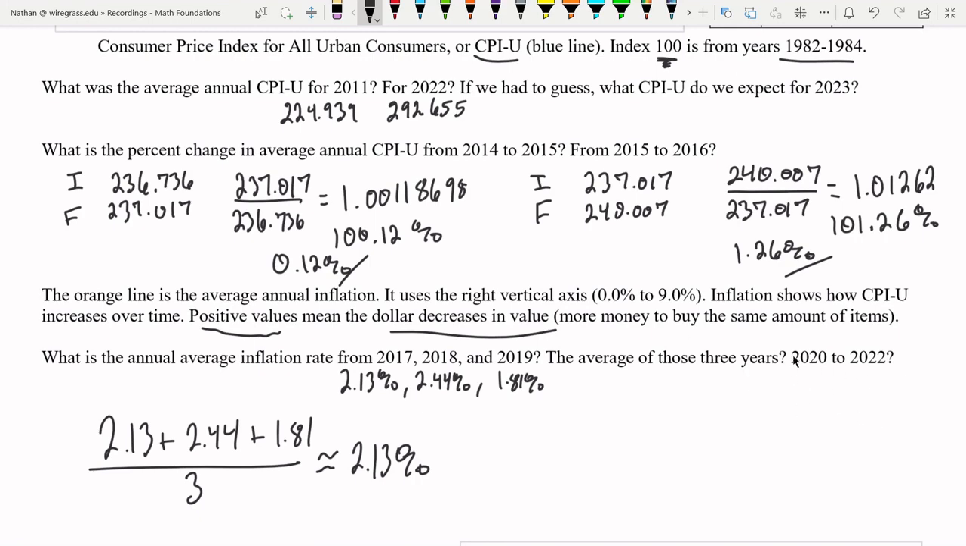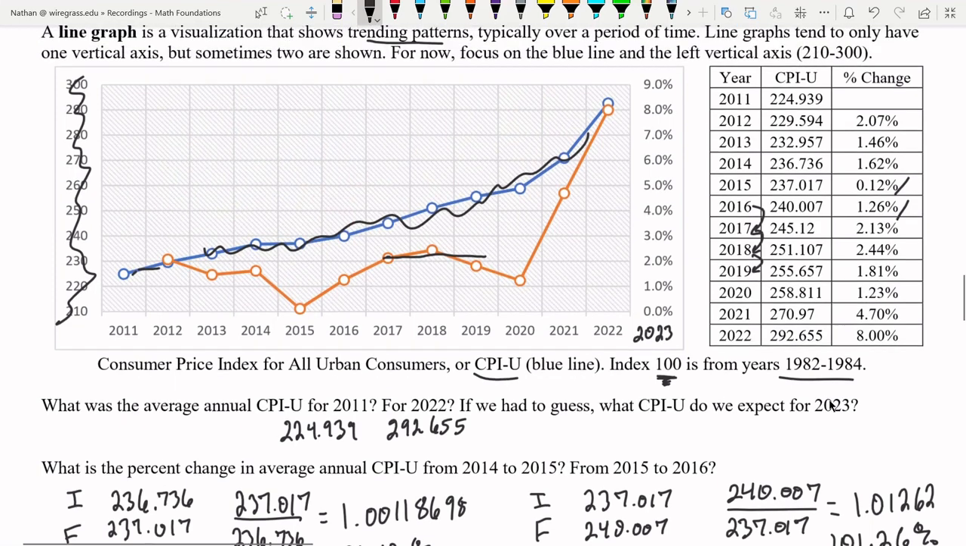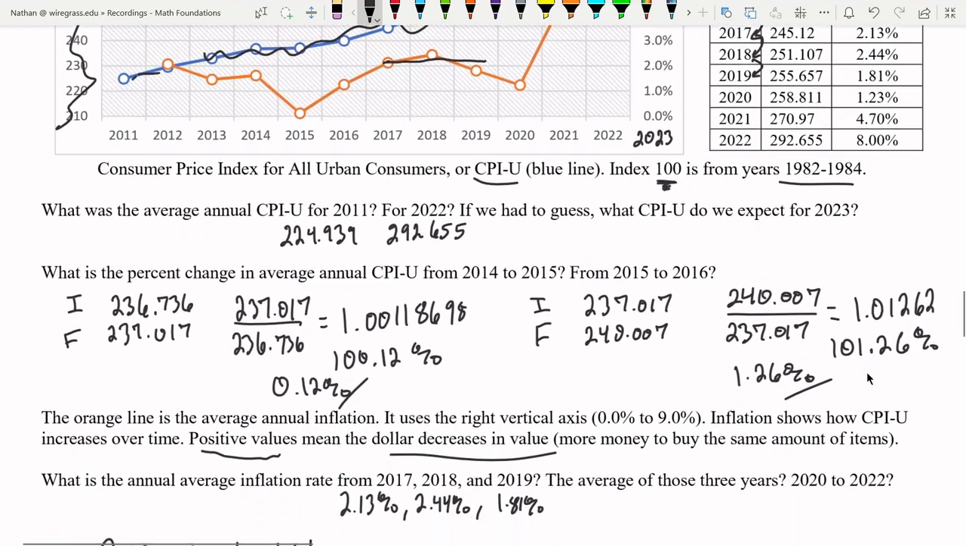Now, what's the average between 2020 and 2022? You can see here between 2020 and 2022, 2020 was lower, but then it starts spiking. Of course, that's because this is during the COVID range. So 2020 is 1.23, then 4.7, and then 8 for 2022.